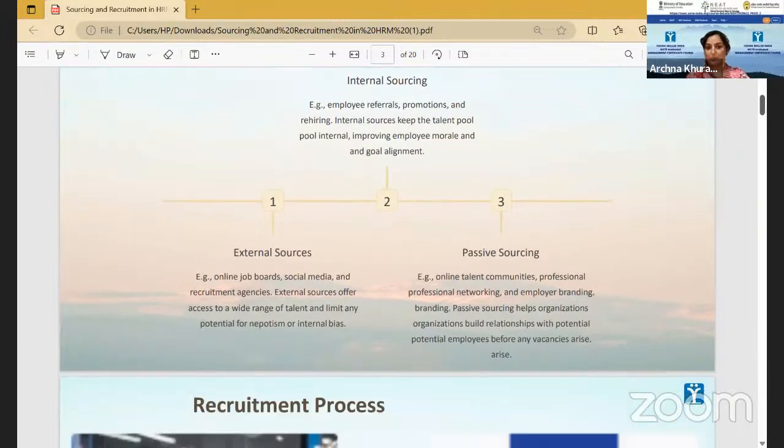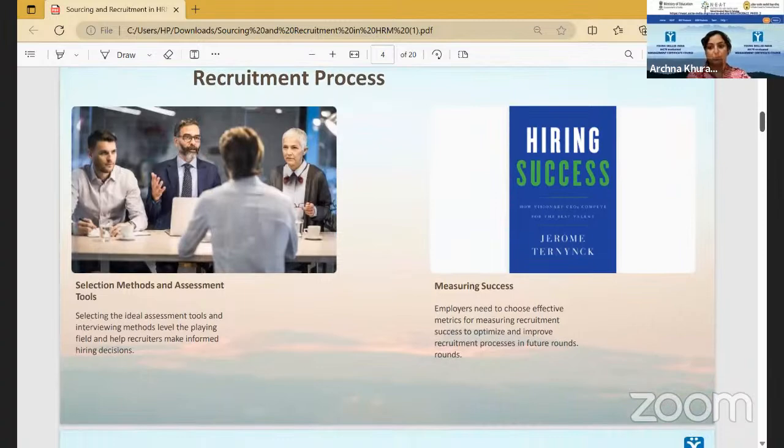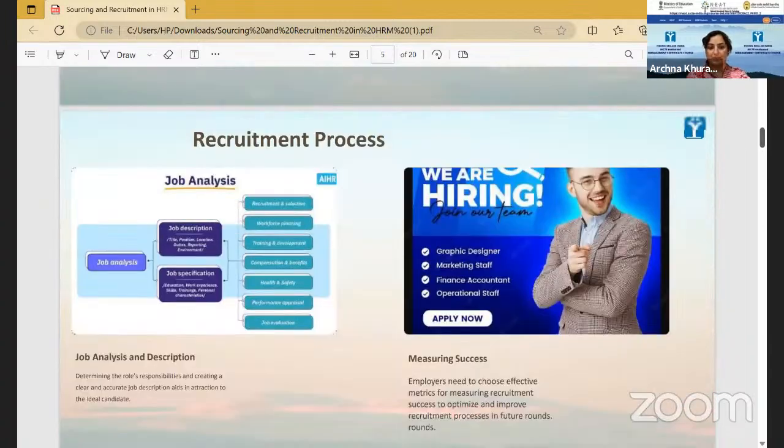Right? So these are three sourcing strategies that we generally use. Now, what is the recruitment process? This recruitment process is very important for everyone to understand.